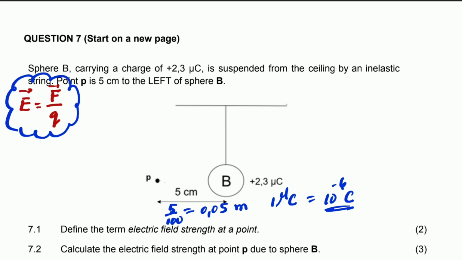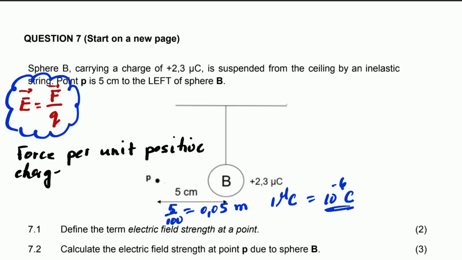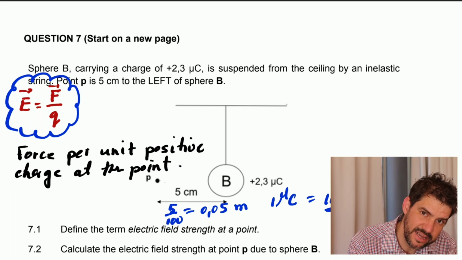How do we read that one? This one is force per unit positive charge at the point. That is electric field at a point. That is the definition and it is in the formula.